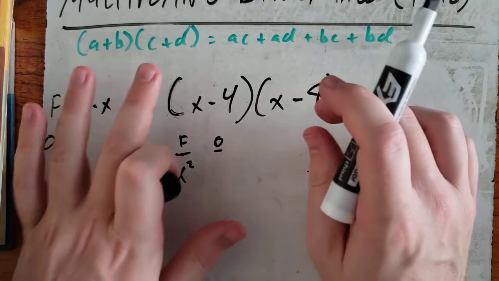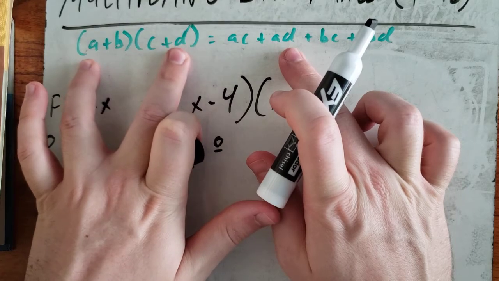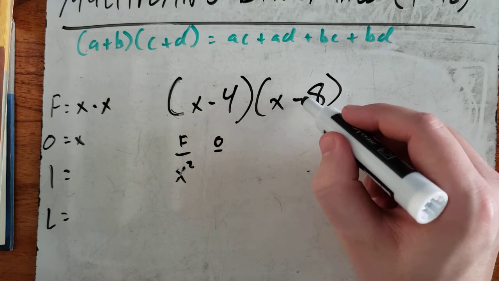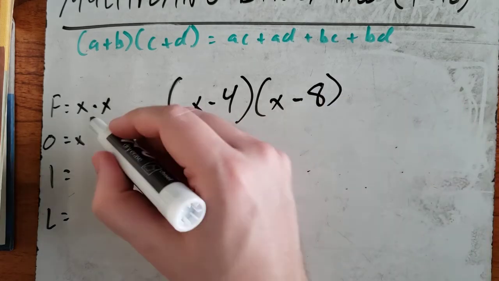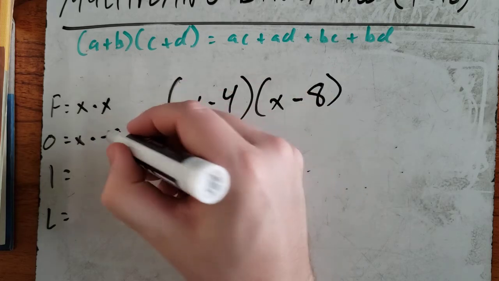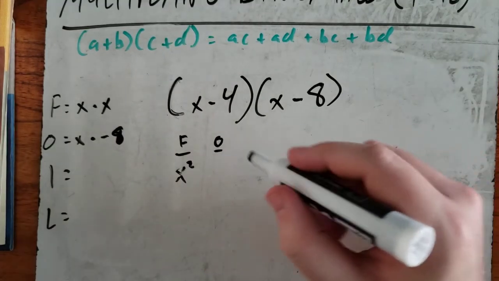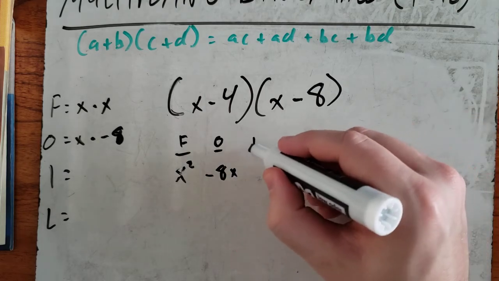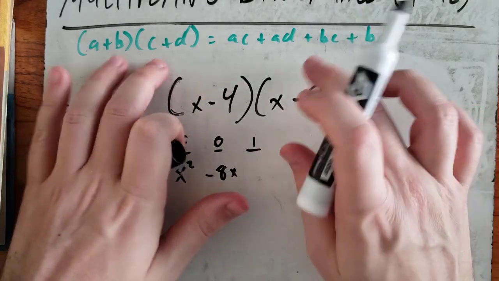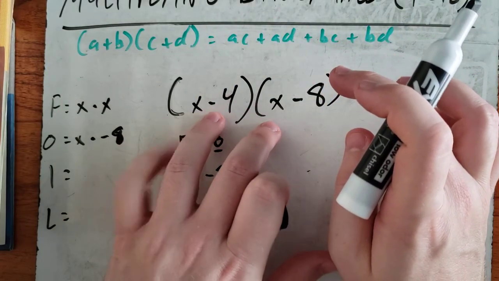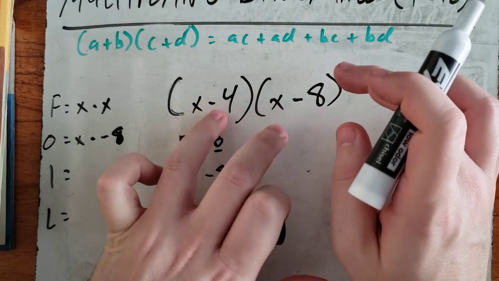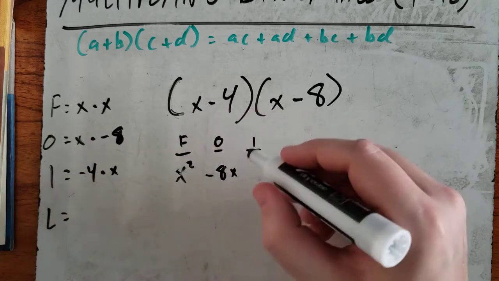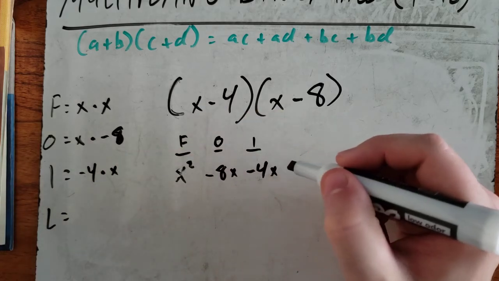Our O, our outer, our A times D. First and the last one here. So our first term is x, and then the other one. Now look, we have a negative in front of this 8 again. So that minus makes it times a negative 8. So x times negative 8 is a negative 8x. Our I, or inner terms, our B and our C terms multiplied. Look, we have a minus in front of this 4 here. So we have a negative 4 times x. And when we do that, we get a negative 4x.